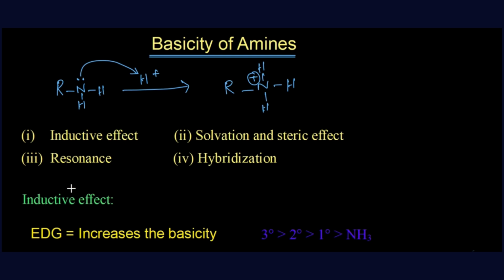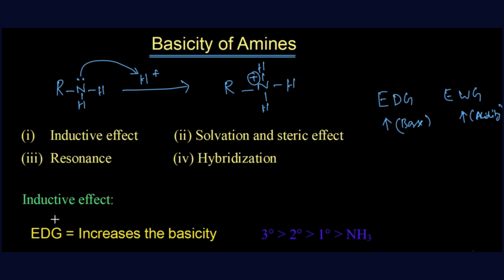First we start with the inductive effect. In the previous lecture, on the acidity of phenols, we learned certain fundamentals like electron donating groups and electron withdrawing groups. In general, electron donating groups always increase the basicity, and that we should always remember. And electron withdrawing groups increase the acidity. So these are the basic things we learned.